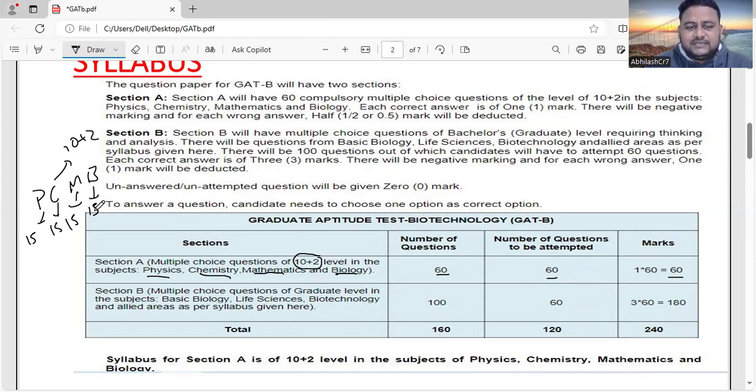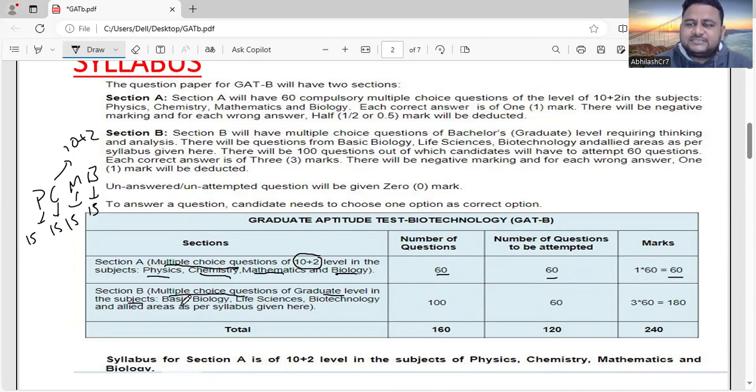Next, coming to section B. Section A is also multiple choice questions, friends. It is not descriptive. Section B is also multiple choice questions, of graduate level in subjects. This is not 10 plus 2 level. It has subjects like basic biology. Of course, GAT-B is for biotechnology, the Graduate Aptitude Test in Biotechnology.